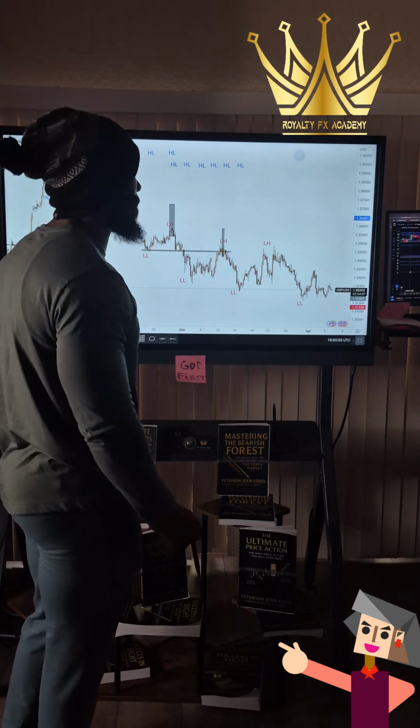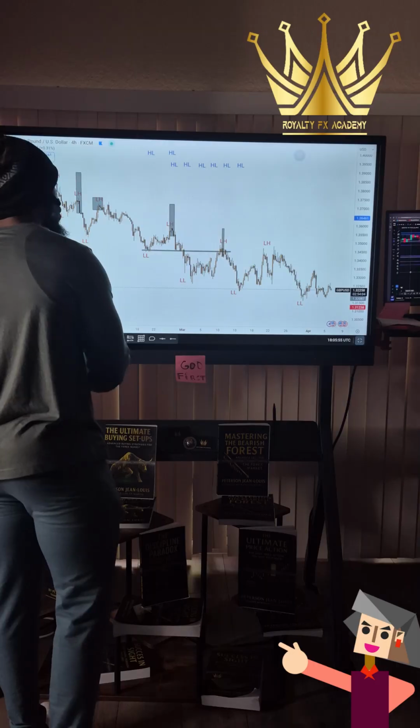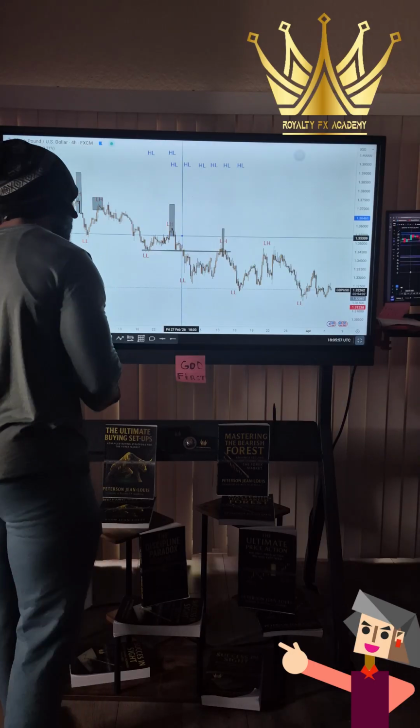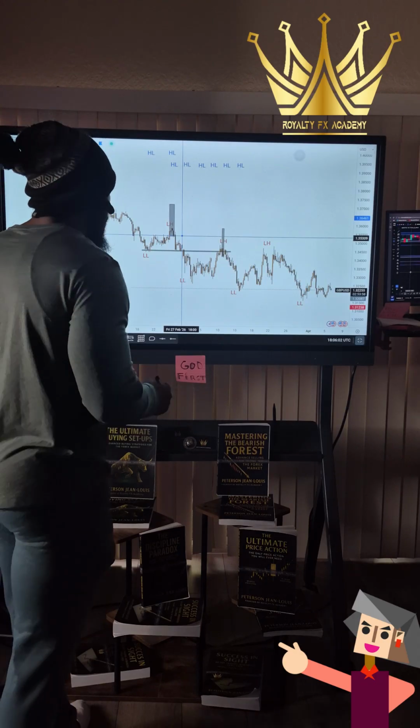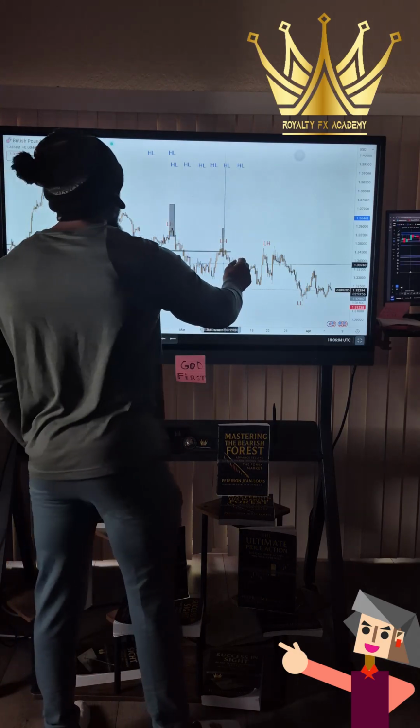Again, it's not about how much money you're risking, as long as you understand that, hey, look, man, I'm looking to risk X amount of money, and that's the end of that. Now, let me show you this right here. Yes, did this trade play out?